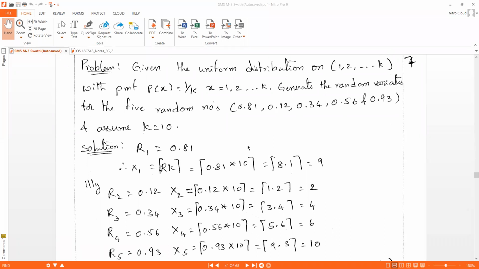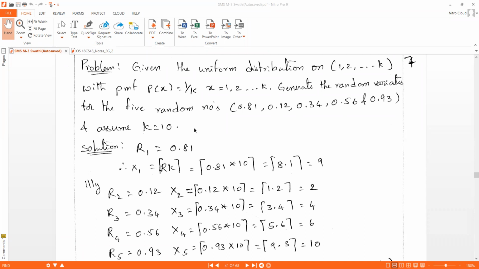Here in the problem, they have given the random numbers. That is, random numbers are 0.81, 0.12, 0.34, 0.56 and 0.93. And they are asking us to generate the random variates for the given random numbers. And they have given the k value also. Assume k value equal to 10, they have given in the problem.